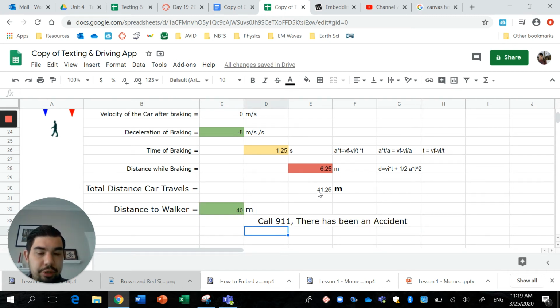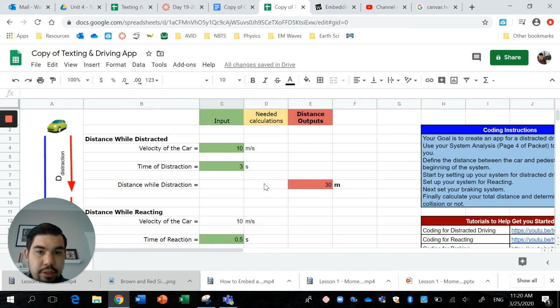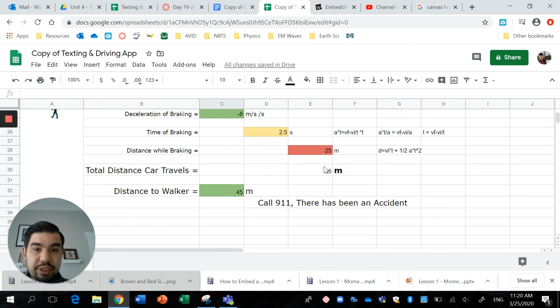All right, so now you notice here, if our total distance the car travels is greater than the distance to the walker, we get the statement, call 911, there's been an accident. Now, if we increase this distance, so the distance to the walker is greater than the total distance traveled, we get the statement, please be more careful. So depending on the numbers we get, say if we were going even faster, if we increase the velocity, notice our total distance has increased by a lot, and our statement changes.